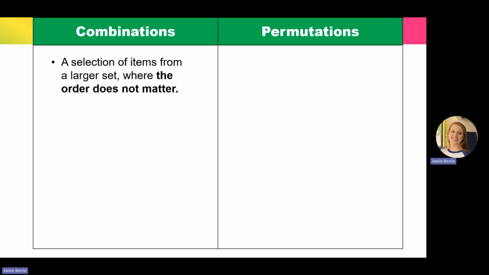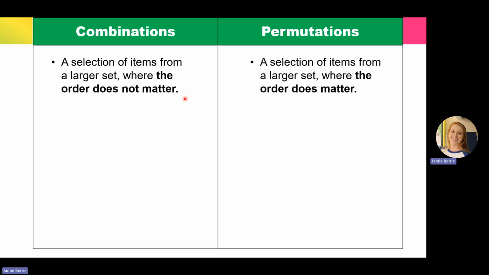All right, so whenever you're asked to find a combination, that's where you are selecting items from a larger set, but the order does not matter. So the order in which you select the items does not matter. A good example of this would be if you're picking out an outfit. It doesn't matter if you pick out your shirt first or your pants first, right? So it doesn't matter the order in which you select your outfit, right?